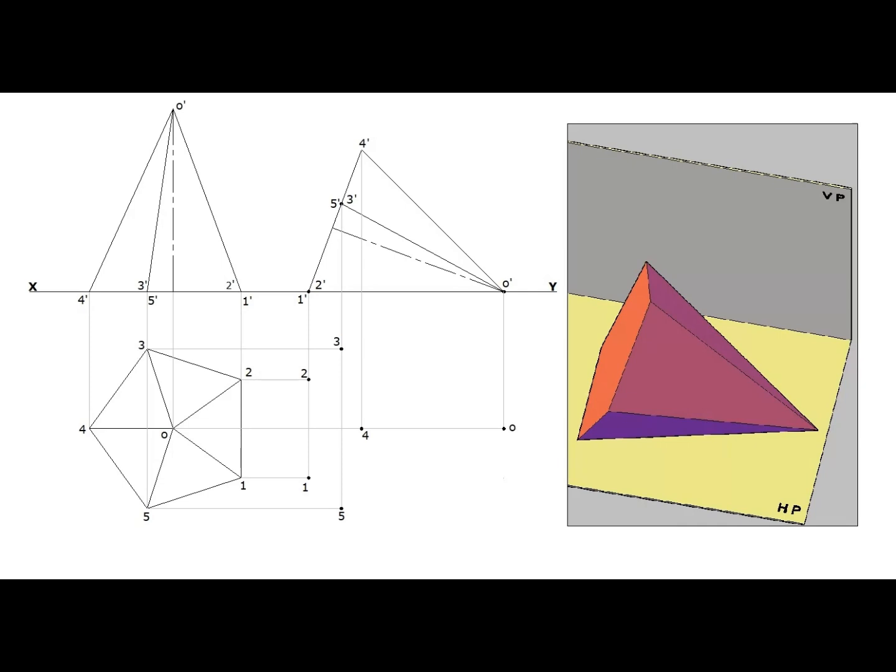All the base edges in the final plan are visible. Slant edge 4O is visible. 3O is visible. 5O is visible. Slant edge 2O is invisible. Slant edge 1O also is invisible. By this, we have completed the projections of a pentagonal pyramid, lying on the ground with a triangular face, and axis parallel to VP.